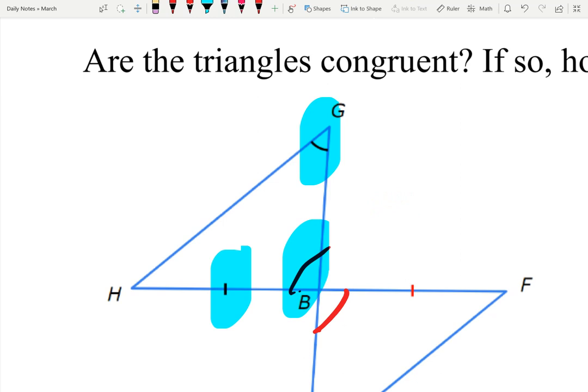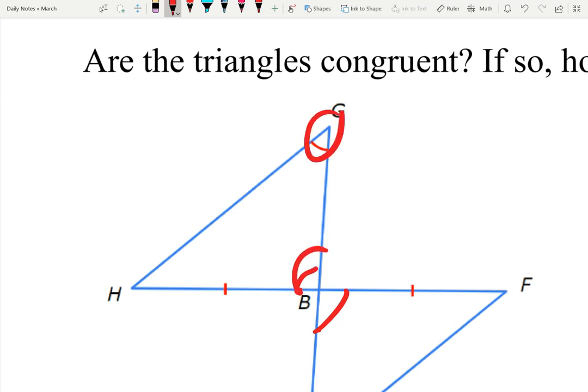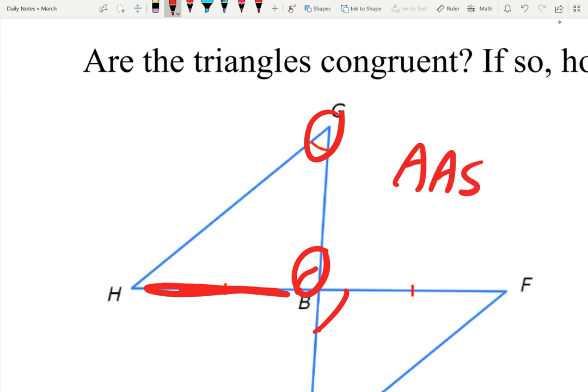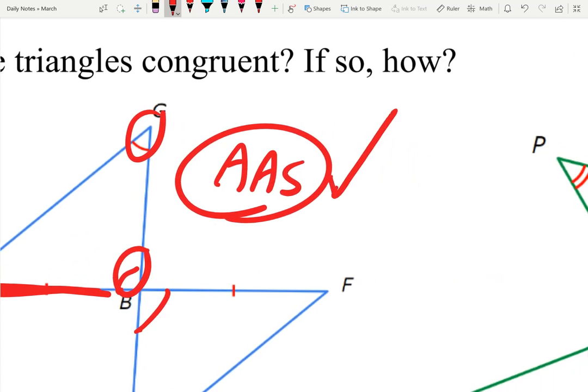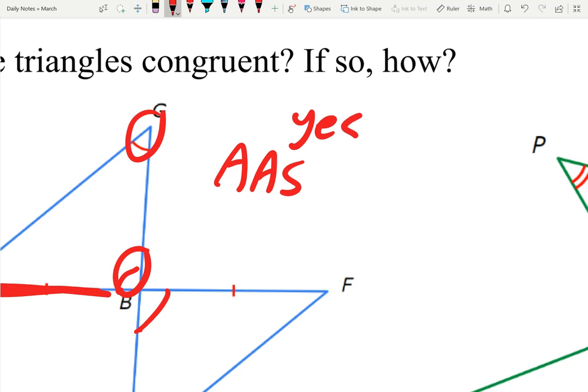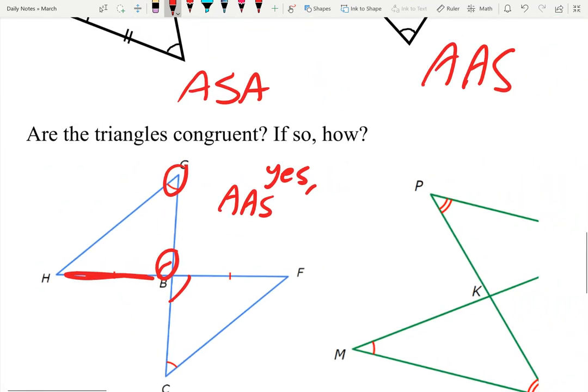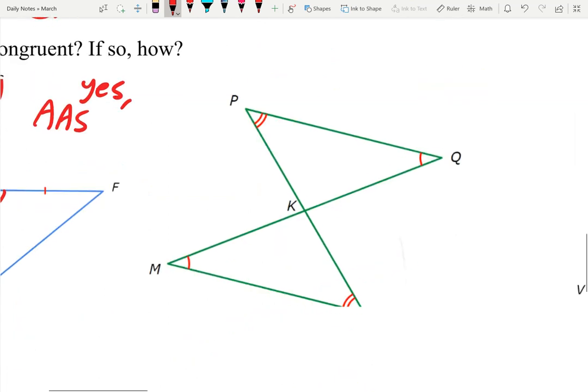Now remember, the two angles that we have, this angle, and the side we have is this. The side is not connecting the two angles, therefore this is going to be an angle angle side. But angle angle side is a good proof, so we can say that yes, these triangles are congruent, and we can say because of angle angle side. So let's look at the second one.